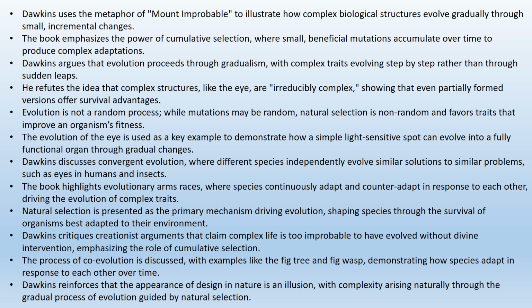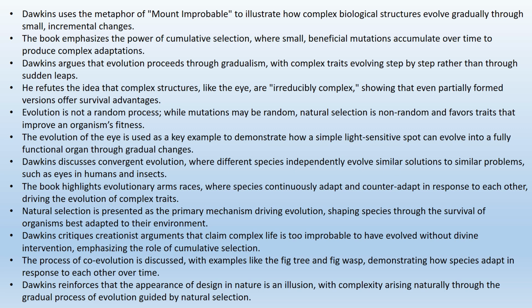Central to Dawkins' argument is the metaphor of Mount Improbable. He contrasts two ways of approaching the mountain, one representing the improbable, seemingly impossible leap to complex life forms, and the other illustrating the gradual step-by-step ascent that represents the actual process of evolution.